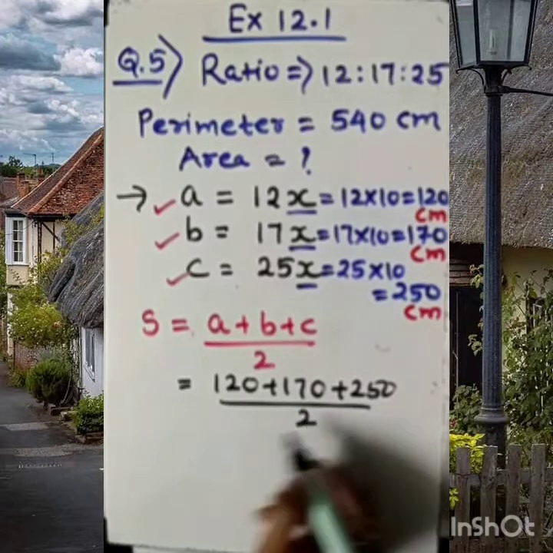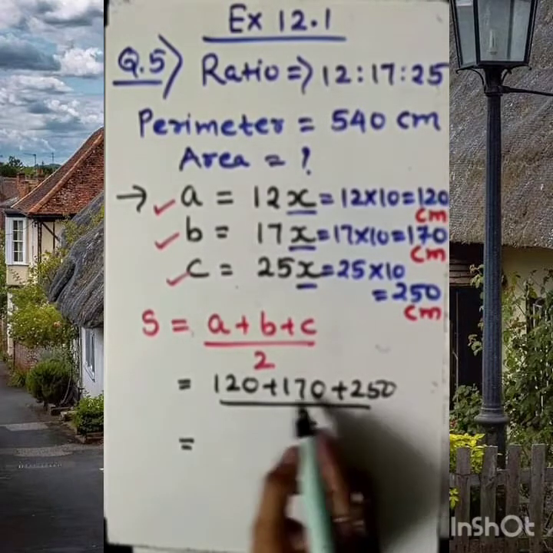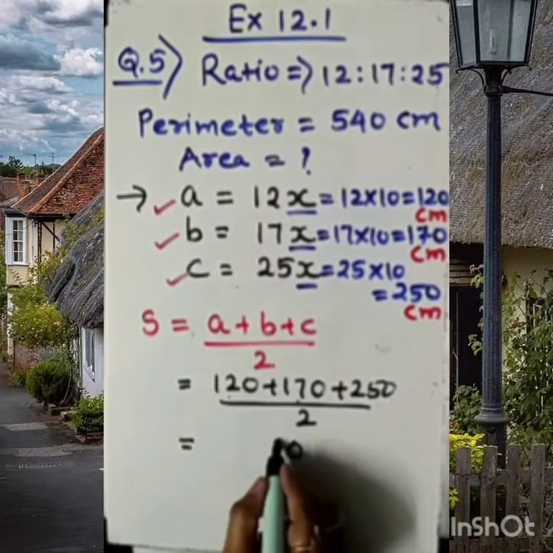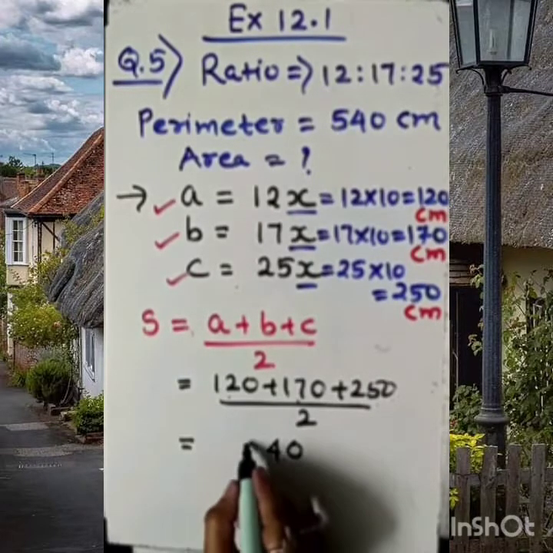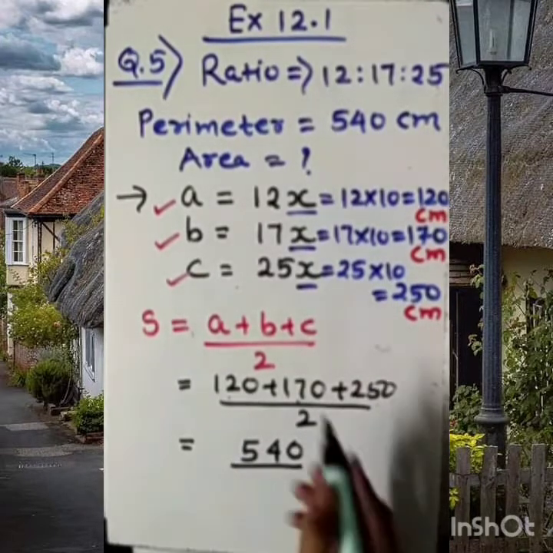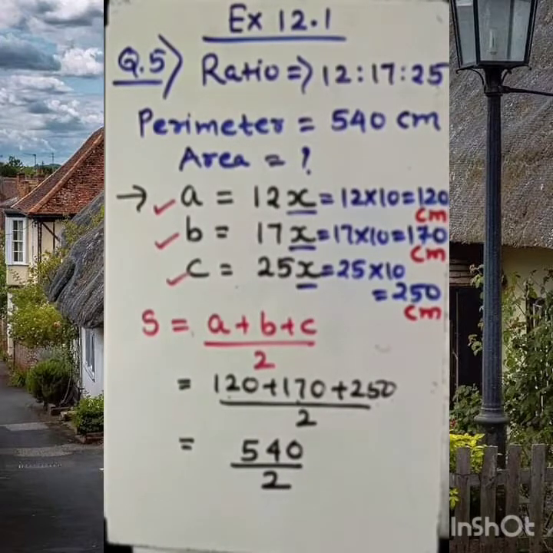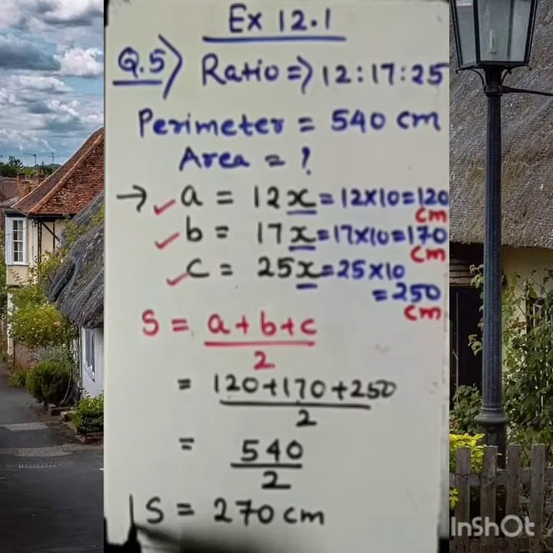So, what do I have here? If I add all these 3, then here 0, 0, 0, 5 plus 7 is 12, plus 2 is 14, 4. 1 carry over 3, 4, 5. 540. It is already given in the parameter. Directly also you can write that divided by 2. What is the half of 540? 270 centimeter.